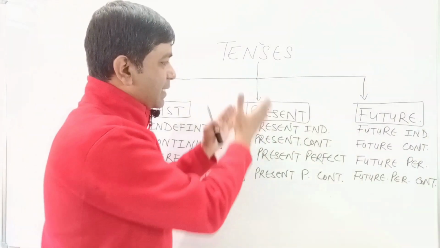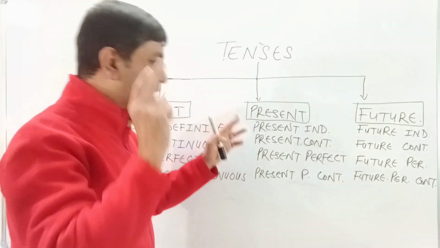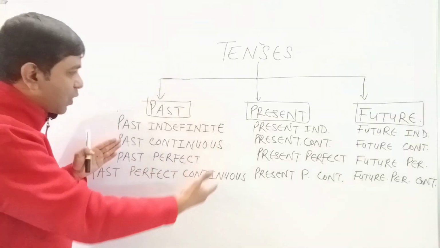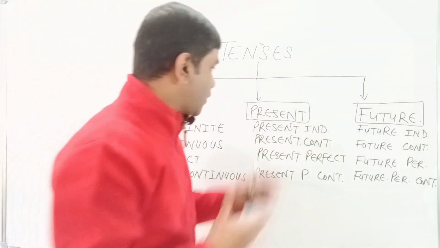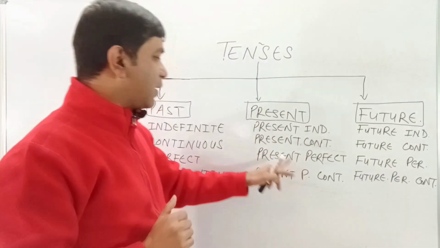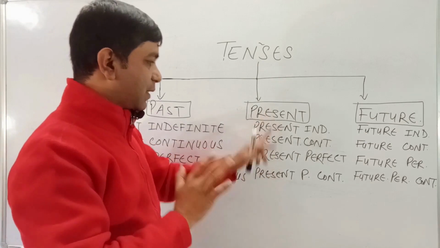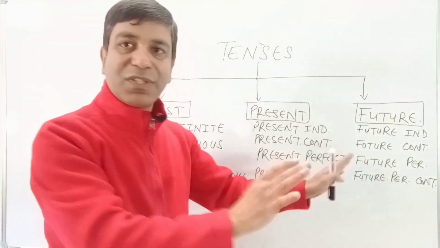Let us look at the second son, present. He has four children and their names are given exactly like how the names of the children of past tense were given. So here, present is the name of the father and indefinite tense. Present, father's name, and then the son's name, continuous. Present, father's name, and then perfect, and then present, father's name, and perfect continuous.